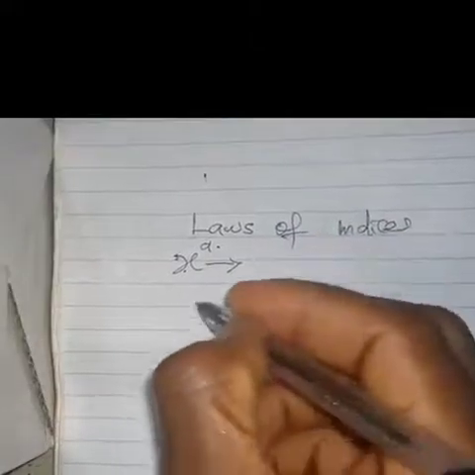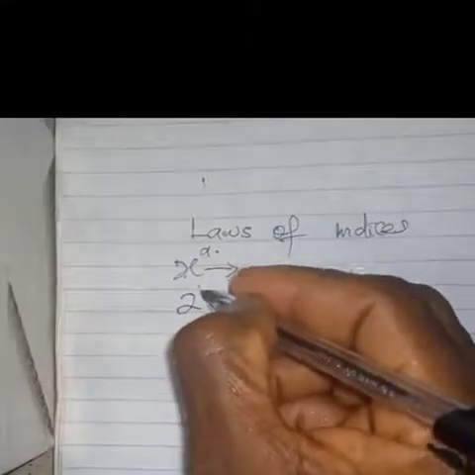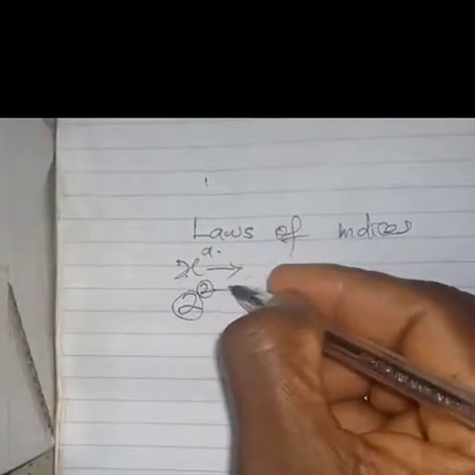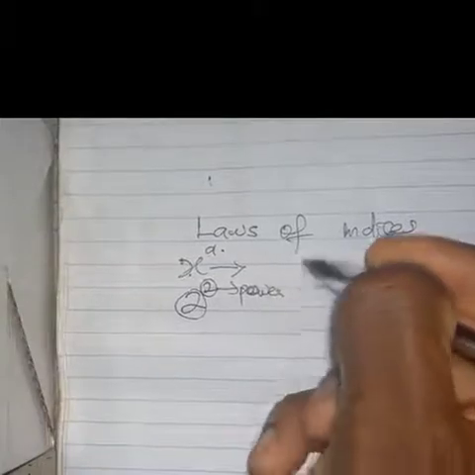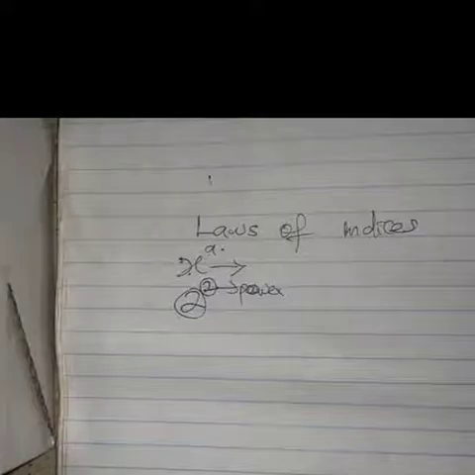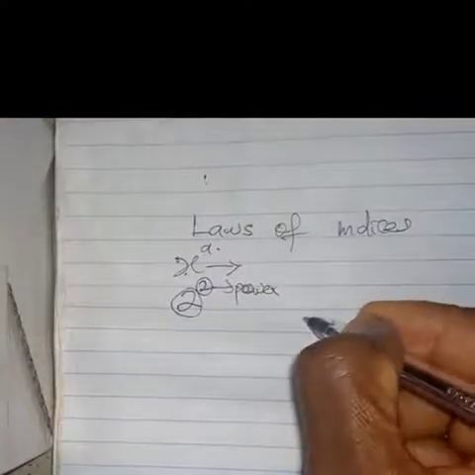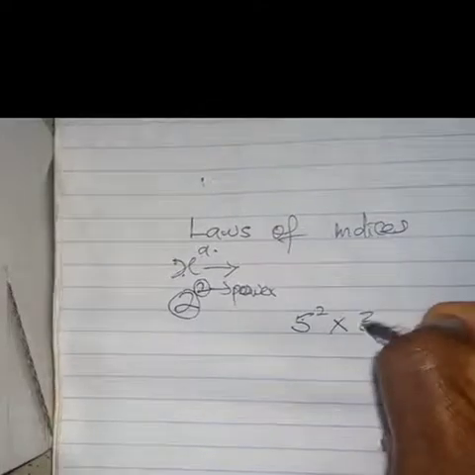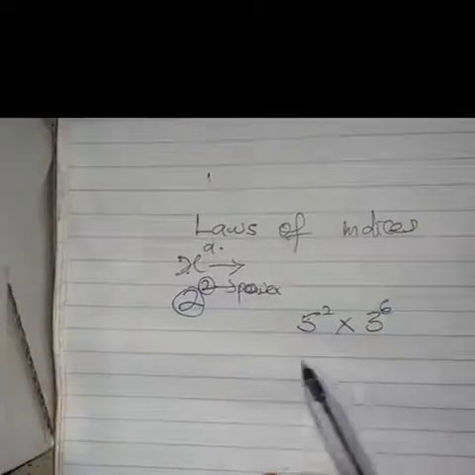For example, if you have 2 raised to power 2, the first 2 is the number. The second 2 up here is the power. And so when we talk of laws of indices, we are talking about the laws that can be used to solve problems that involve expressions like this. For example, you could have 5 raised to power 2 multiplied by 3 raised to power 6. Now this is a mathematical expression. How do we solve this kind of problem?